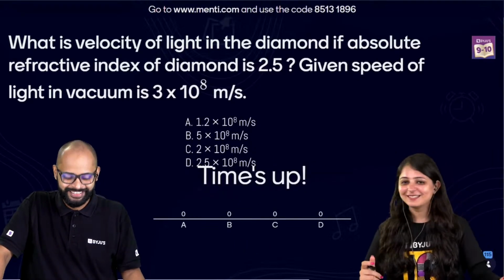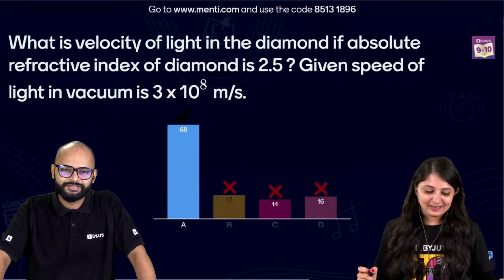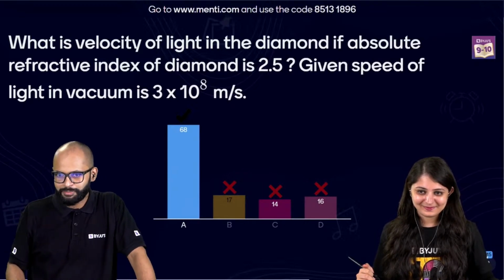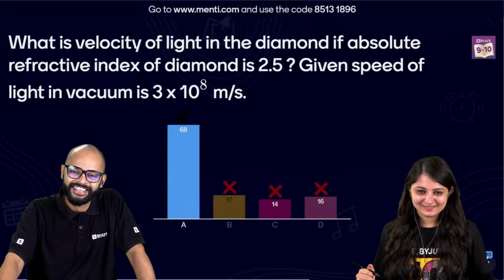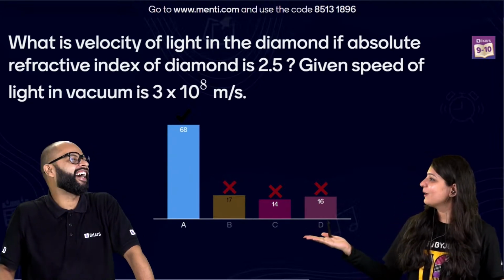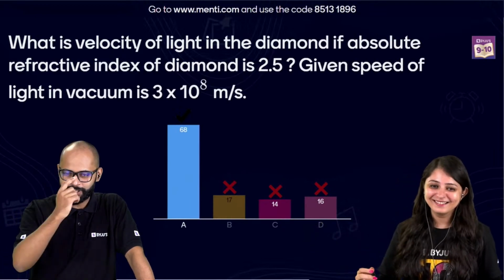Yes, Rishi. Amusing comments. 68 have marked option A. Tell me one thing, if this was such an easy question, why can I see options B, C, D also there? But what is refractive index? And there was a comment that obviously option B, such comments too. Yes. Right. Okay. So that's why.